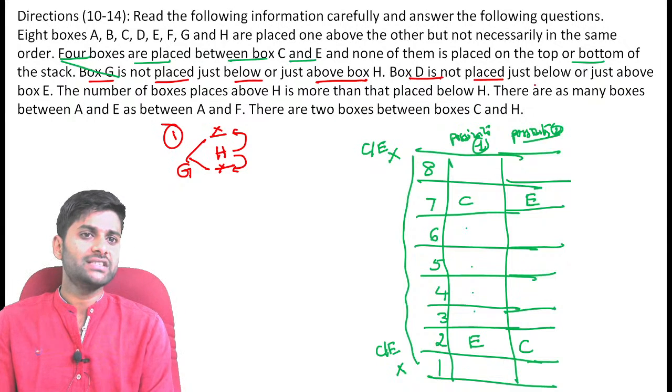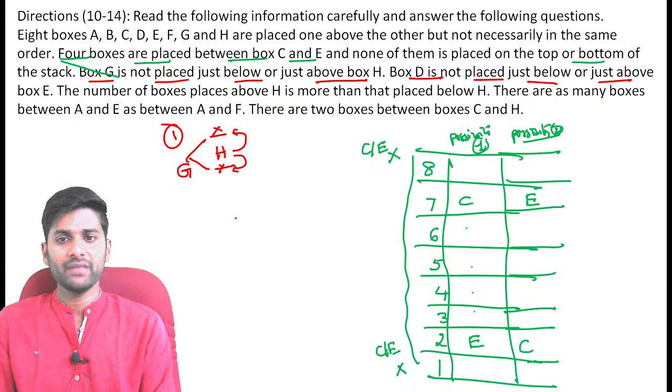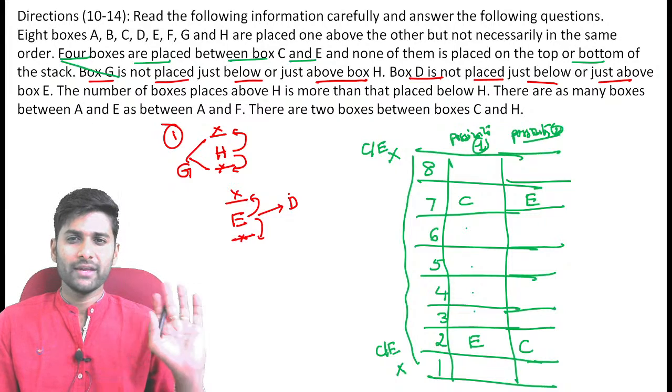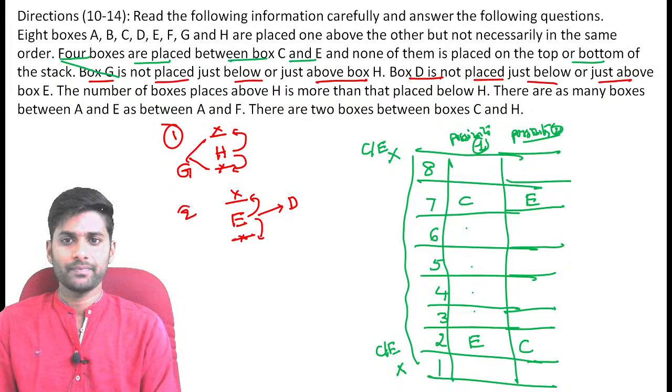D is not placed just below and just above E. Again, above E and below E, we can't place which person? So D we can't place, guys, above E and below E. Next one. So that is the second one.